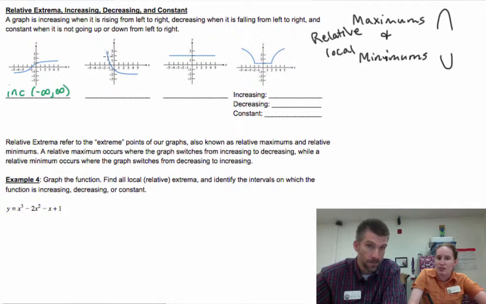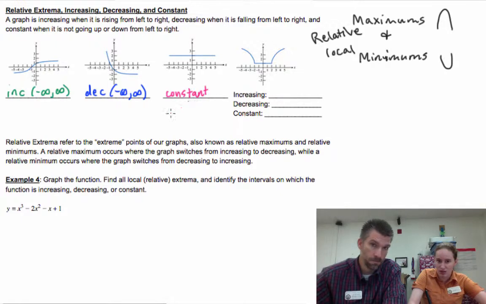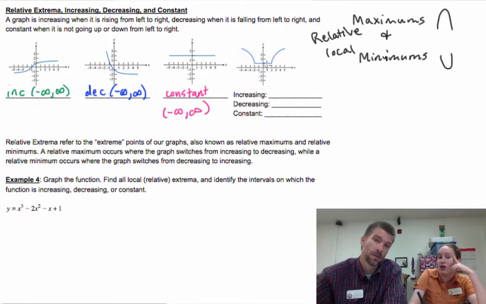Here, if I start here, I'm going down, falling the whole time, which means you're decreasing. This one, what am I doing? Pretty much you're constant, because if I go from left to right, I'm not going up or down at all. And this last one has all three.